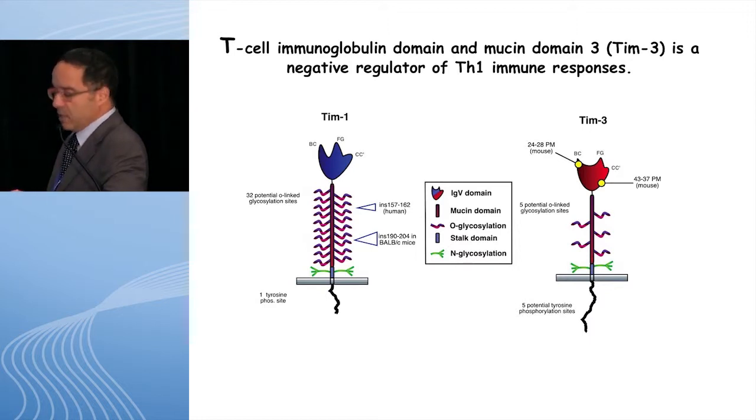The molecule was discovered by Kuchroo. It is expressed by activated T cells. The ligand is galectin-9, at least one of the ligands. There is a big discussion on this topic, and it's possible that other ligands exist. Galectin-9 is expressed by APCs and can also be upregulated by melanoma cells.